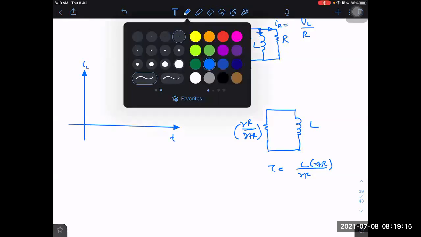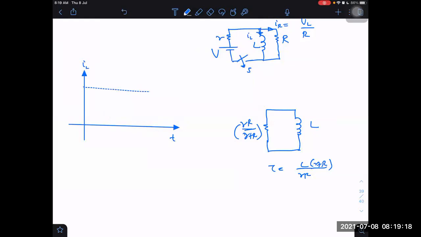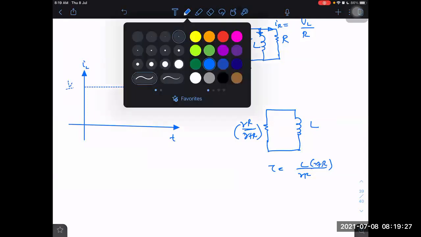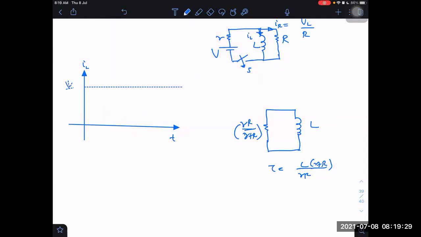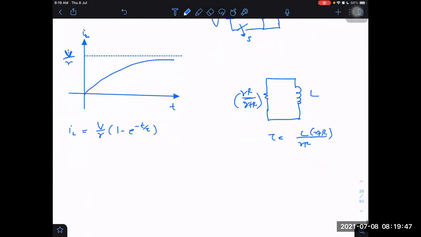So after a long time, it will act like a short circuit here, right? V by small r. So it will become V by small r. No, why R plus R? Why? What is he saying? Really? Only inductor, it is V by R only. It is I_L. And it will be increasing, and finally becoming this. So the equation is V by R into 1 minus e raised to the power minus t by tau. That is the current through the inductor. What will be the voltage across the inductor?